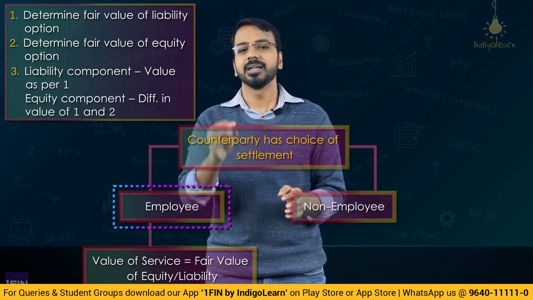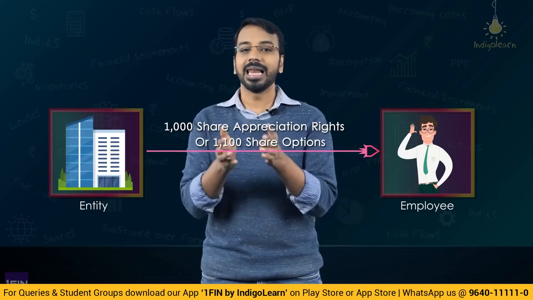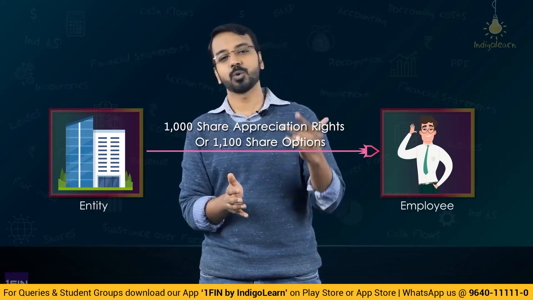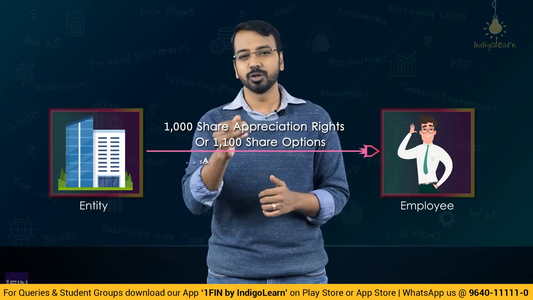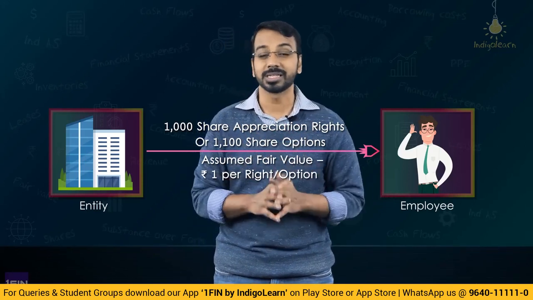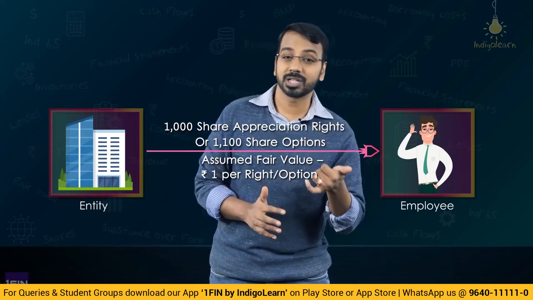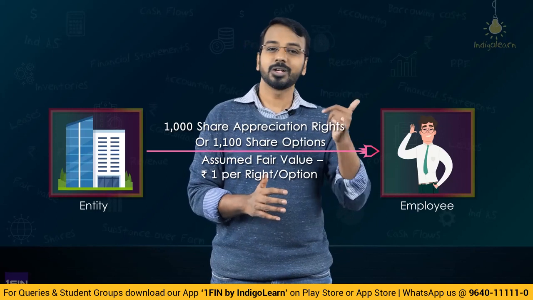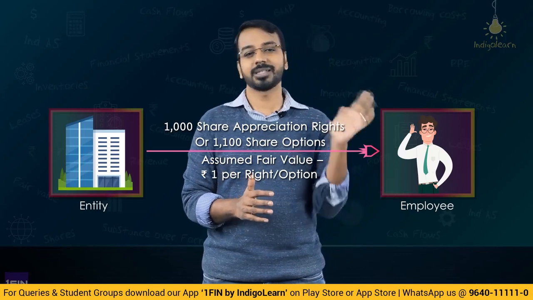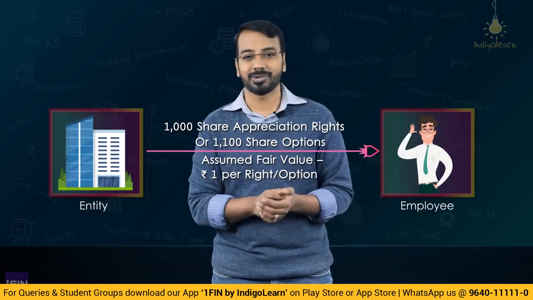So what do I mean by that? Say for example, the entity gives an option to the employees to take 1000 share appreciation rights or to take 1100 share options. These are the two options given to the employees, and assume for a moment the fair value of both the options is rupee 1. Now the employee may decide to either take 1000 share appreciation rights or to take share options after, let us say, 2 years. Now the key question here is, how should we account for this transaction?